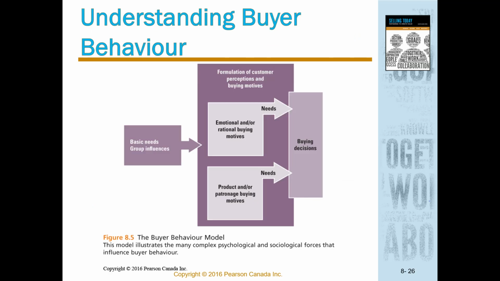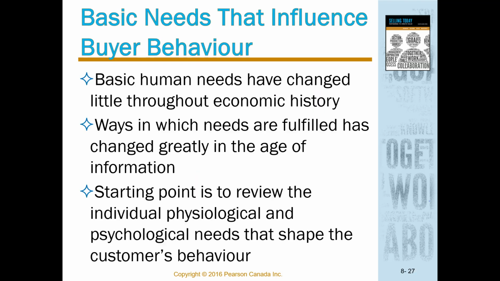So understanding buyer behavior, we have a lot of different diagrams. If you look at this model, it illustrates many complex psychological and sociological forces that influence buyer behavior. It's always about needs to make a decision. Again, you can see needs right across the board. Basic human needs have changed little throughout economic history. The ways in which needs are fulfilled has changed greatly in the age of information, and certainly also in the minds of companies that want to sell products.